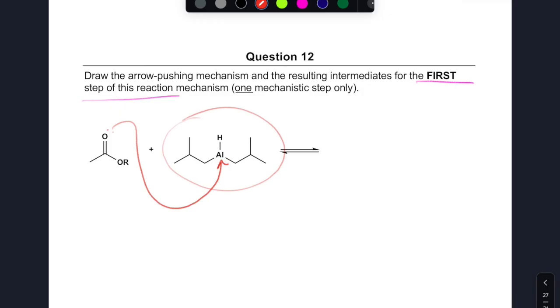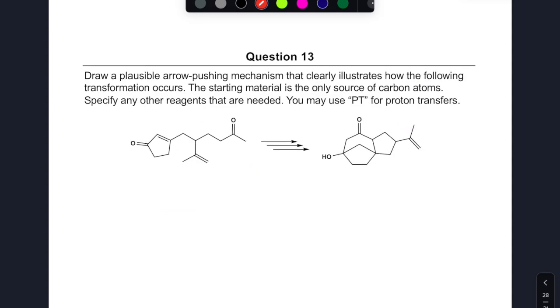This is the first step of the DIBAL mechanism, where you're starting with a neutral aluminum complex and your lone pair on this oxygen. So all you have to do is simply do a Lewis acid-base coordination of your DIBAL, like so, and finish your charges. So positive on oxygen, negative on your aluminum, and then that can be continuing forward for your reduction. That's all.